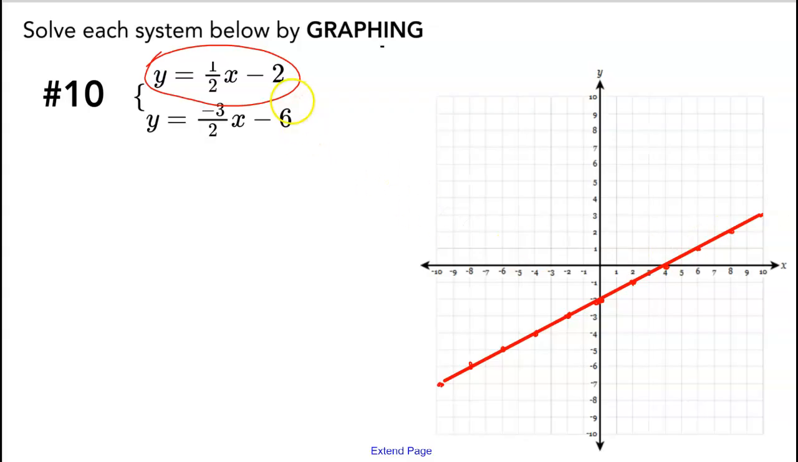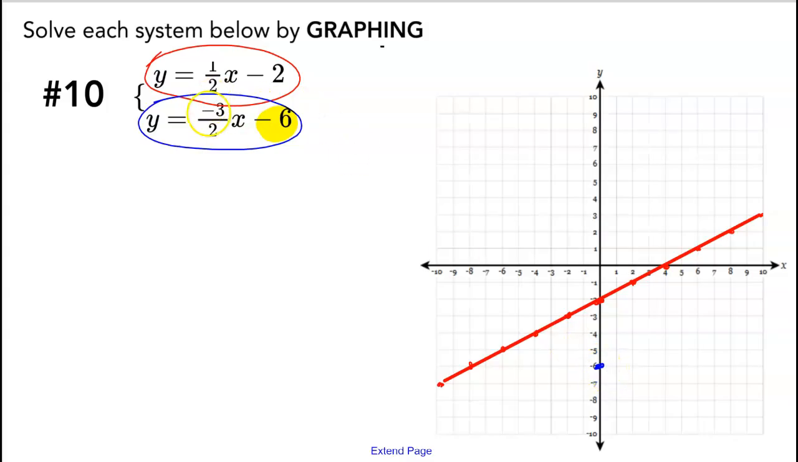Alright, now we're going to graph this one. Don't have to solve anything. It's already in y equals negative 3 over 2x minus 6, y equals mx plus b format. I'm going to start with the y-intercept. The y-intercept is going to be -6, so I go down here and plot -6.